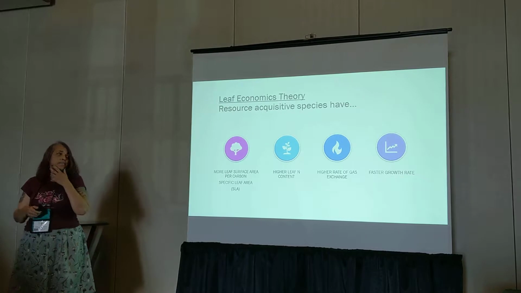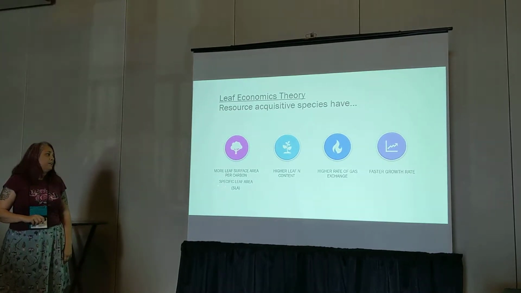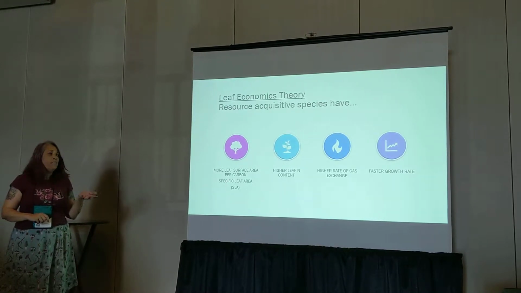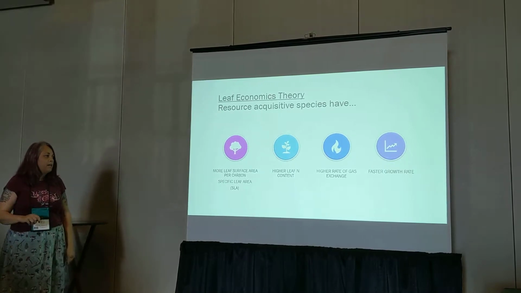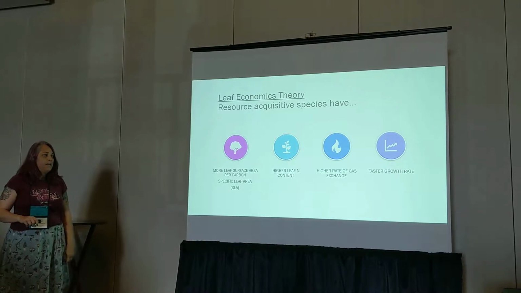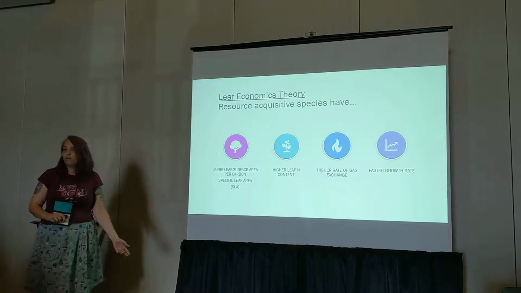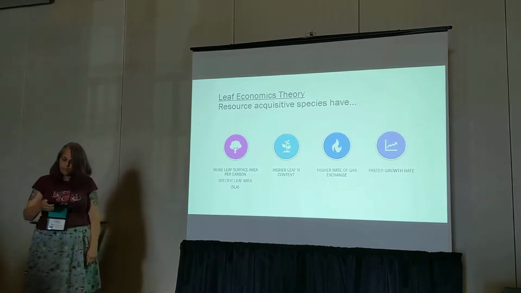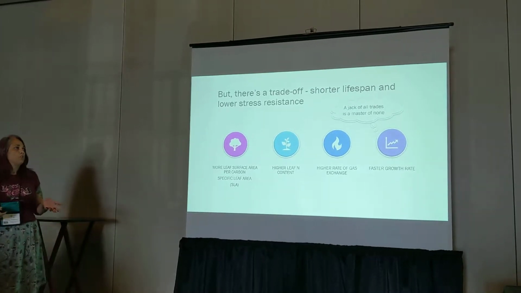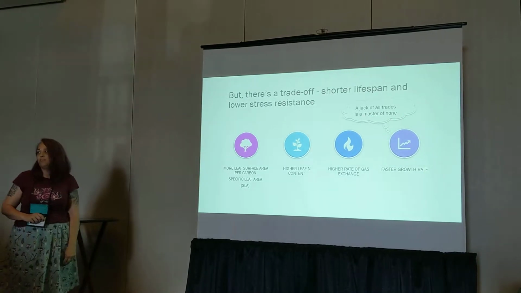This work is really grounded in one of the most highly cited papers in the special issue, which is leaf economics theory. And you guys all know this: plants that have higher specific leaf area, or have more leaf area per unit carbon, also have other traits that are very closely related. They tend to have higher leaf nitrogen content, so they can grow fast. They have higher rates of gas exchange, and there's some evidence that they have a faster growth rate, i.e. they're acquisitive. But there's also a trade-off. These leaves have a shorter leaf lifespan and lower stress resistance. And the idea is that a jack of all trades is a master of none.